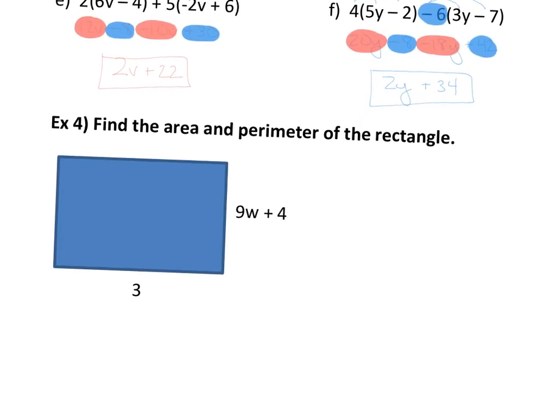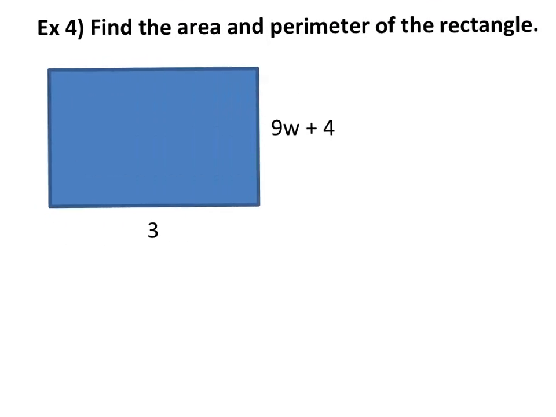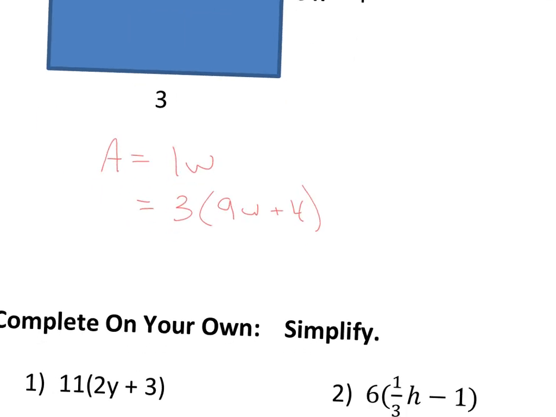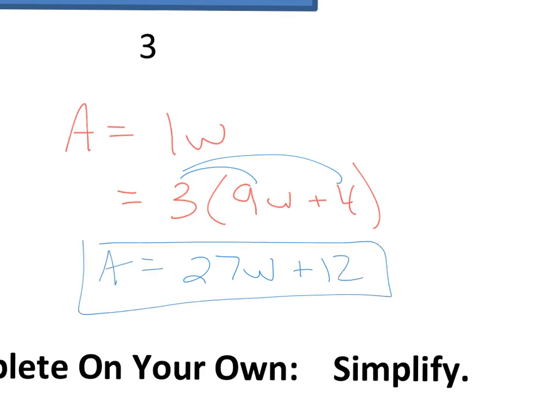All right, and our last example here, example 4, it says find the area and the perimeter of the rectangle. Okay, so now area would be technically length times width, or 3 times 9w plus 4. So now you are going to have to distribute here. And so when I distribute, I'm going to push that 3 through and get 27w plus 12. So that's going to be my area.